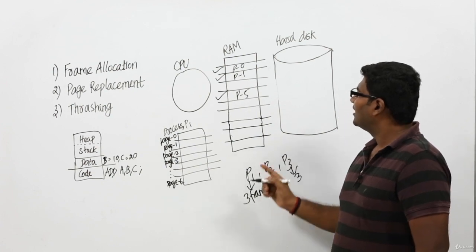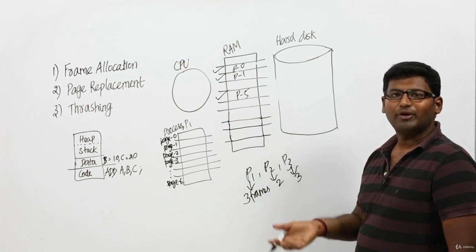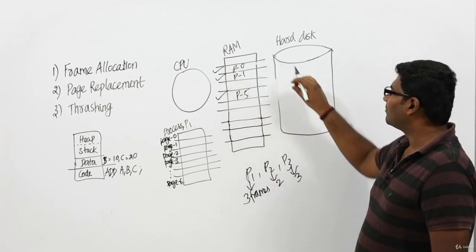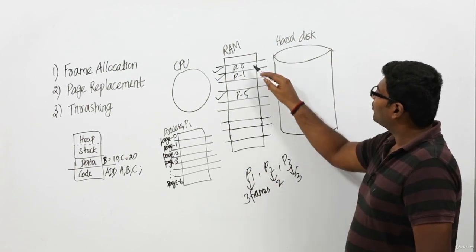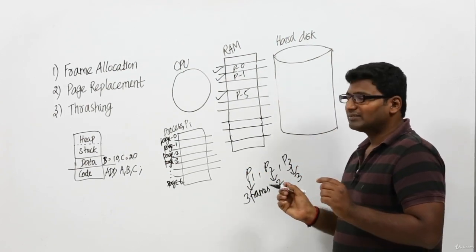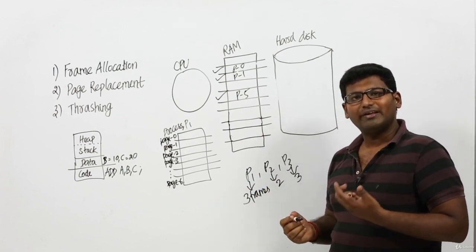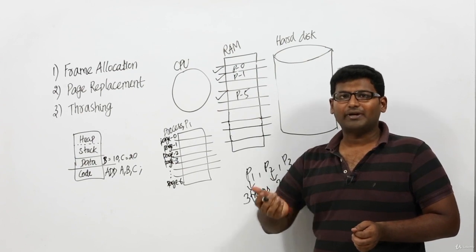So what we will do is swap out one among these 3 pages. What is meant by swapping out? Moving a page from RAM and placing it in the hard disk. That is what we mean by swap out. Now, which page should we replace? That is what we mean by page replacement. How will we decide which page to replace? That is taken care of by page replacement algorithms, right?